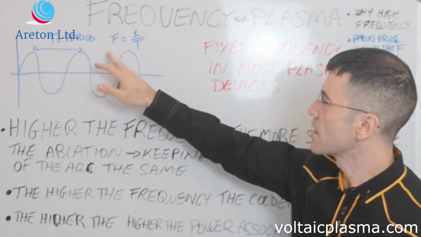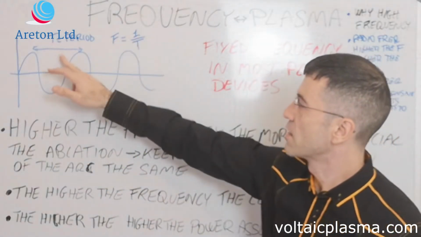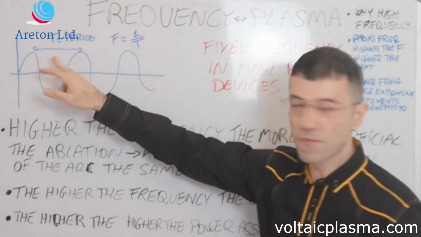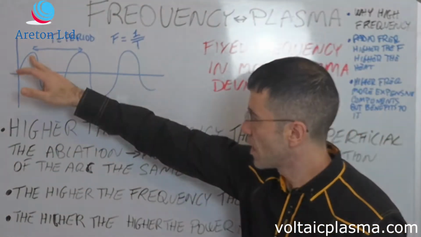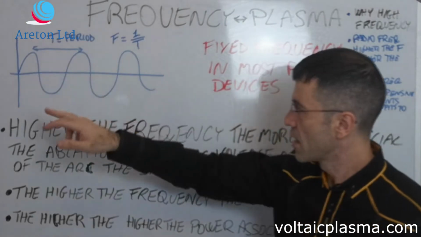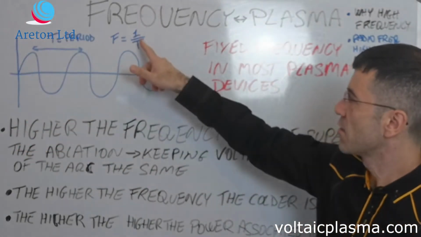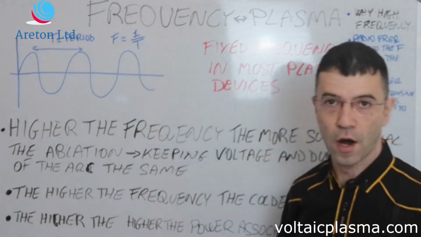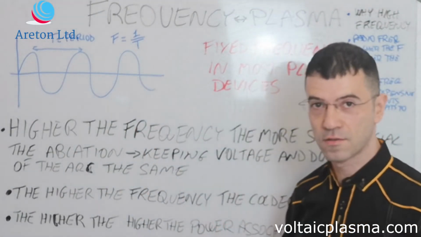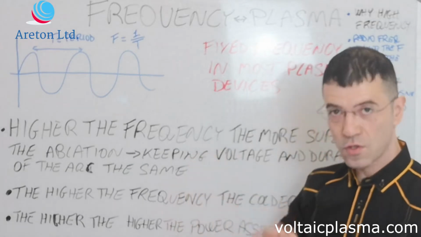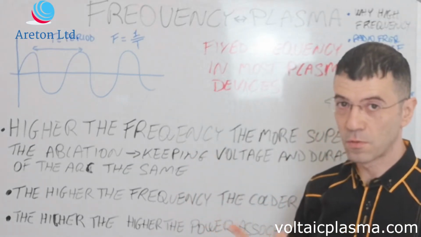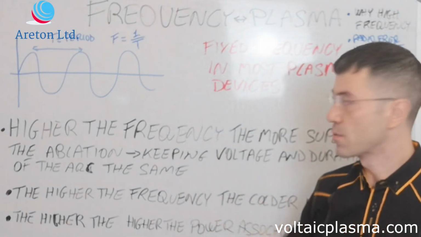But frequency is 1 divided by the period. So if, for example, the distance in time between that peak and that peak is exactly 1 second, 1 divided by 1 is 1 hertz. So this is the normal definition of frequency.